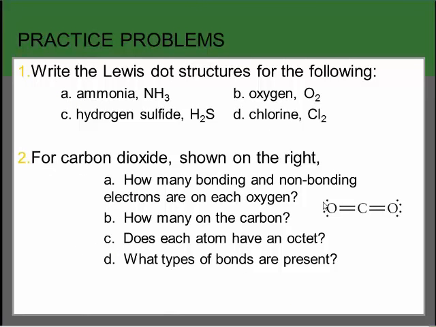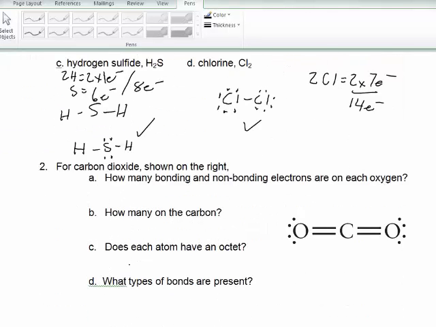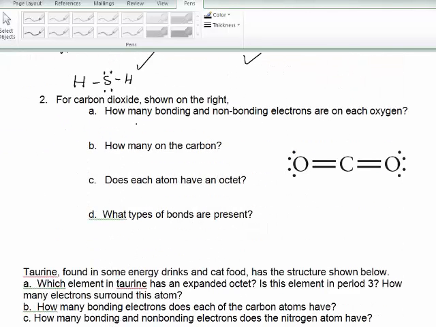Second question asks us to look at the Lewis structure for carbon dioxide shown right here. So how many bonding and non-bonding electrons are on each oxygen? So there are 2 lone pairs on each oxygen, so that's 4 non-bonding electrons. And each oxygen shares 2 bonds with a carbon, so that's 4 bonding electrons.